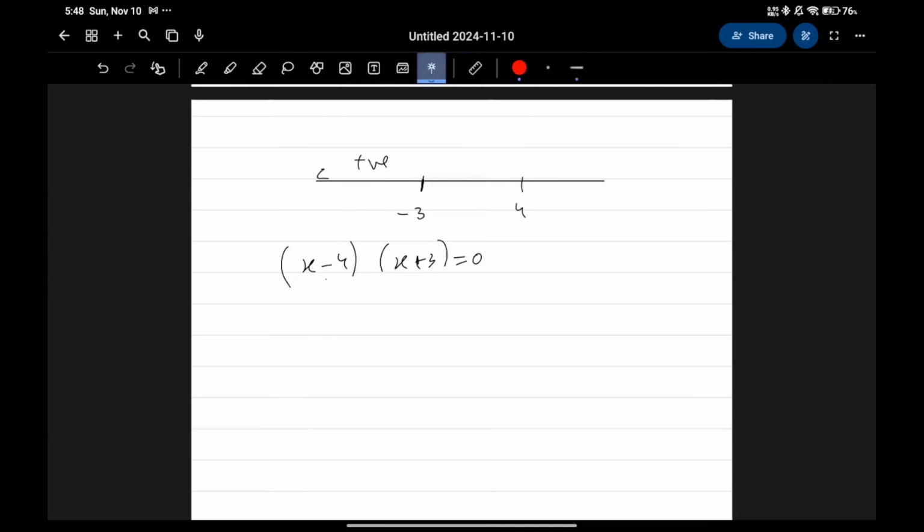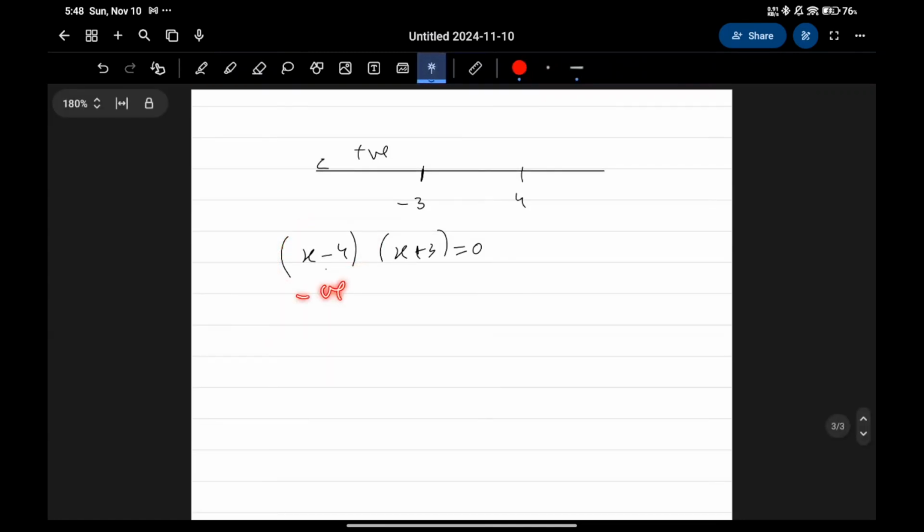So if I plug in 0 over here, I get a negative value. 0 minus 4 is negative. And if I plug in 0 over here, I get positive. Now, negative times positive is negative.